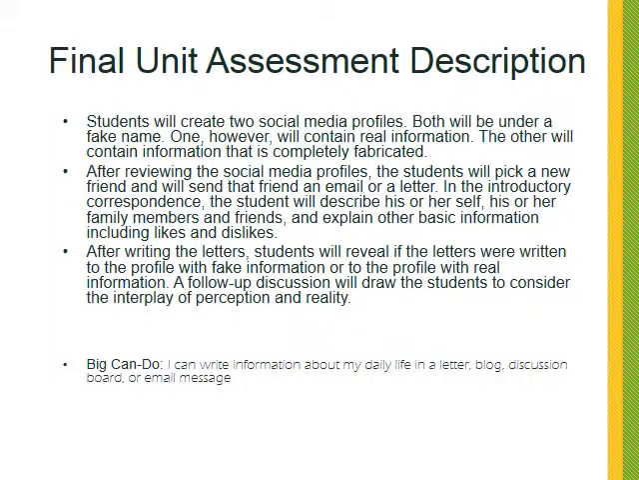After the class gets the chance to review all of the social media profiles, each student is to pick a new friend and to send that friend an email or a letter. In the introductory correspondence, the students are to describe themselves, their friends, their family members, and explain other basic information about themselves, including their likes and their dislikes. In the follow-up discussion, students will reveal if the identities chosen for the letters were real or fake. The students will then discuss the interplay of perception and reality. Perception and reality are the 2 concepts that were chosen to teach this unit.